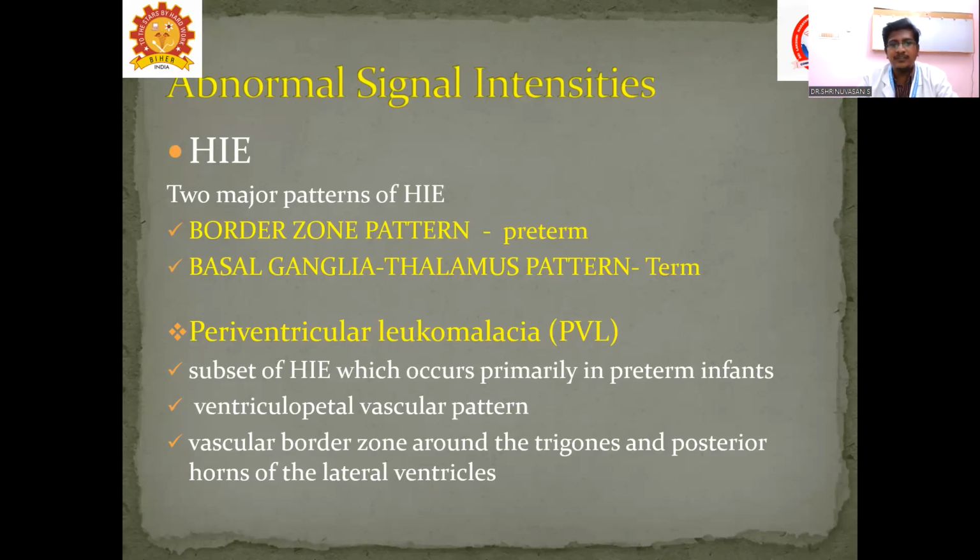Then another one is periventricular leukomalacia. It is a milder form of HIE, which is specifically and commonly seen in preterm infants. It is a subset of hypoxic ischemic encephalopathy, primarily seen in preterm infants, and it shows mainly a ventriculopetal vascular pattern. It mainly affects the vascular border zone around the trigones and posterior horns of the lateral ventricles. We call this the peritrigonal region, and these regions get affected in periventricular leukomalacia.